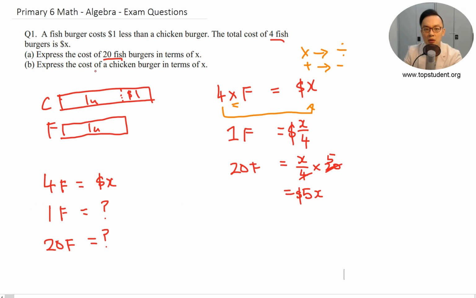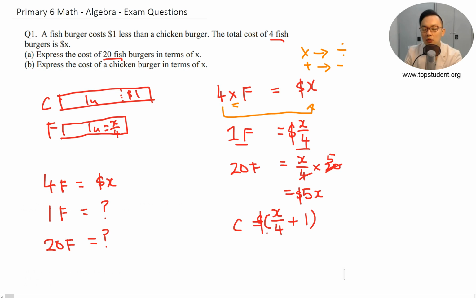Express the cost of a chicken burger in terms of X. I know my fish is 1U, my chicken is 1U plus 1, and I worked out that one fish is X over 4. So my 1U is X over 4. So chicken equals X over 4 plus 1, in brackets, with a dollar sign.